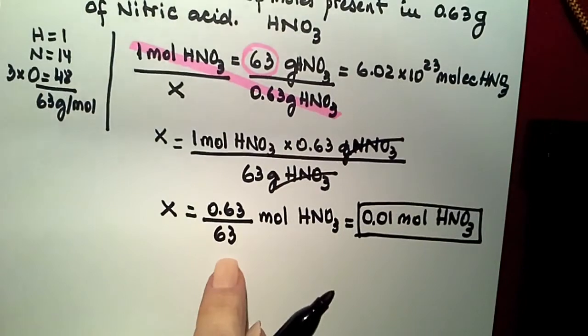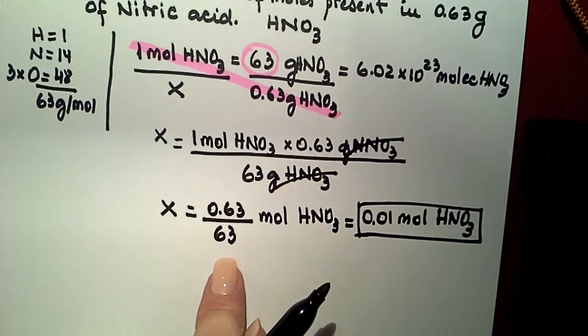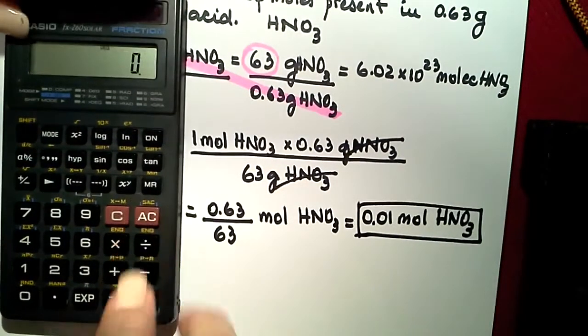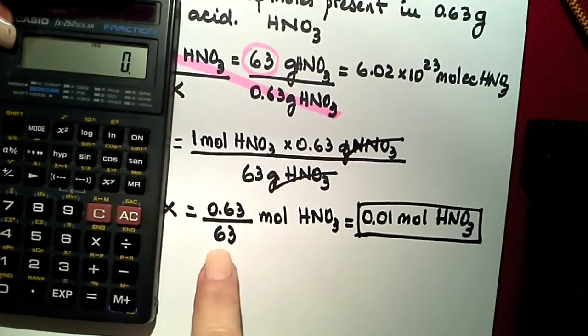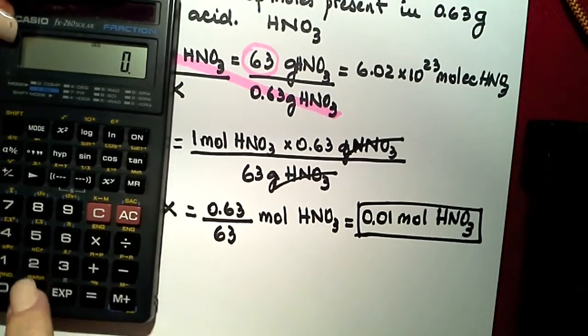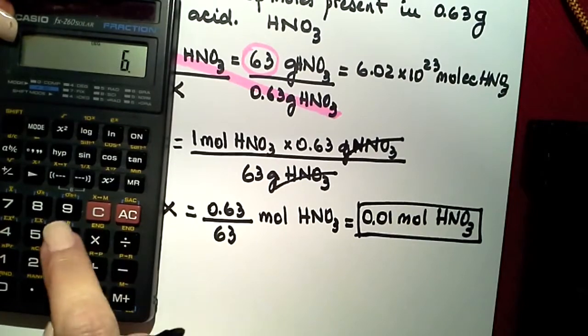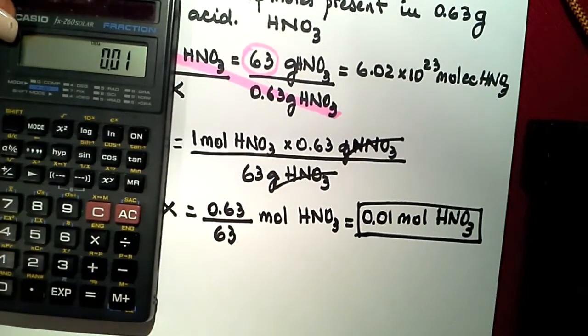Now, be careful with this because it's a very common mistake in some students that they put the bigger number first. It's going to be 0.63 divided by 63, 0.01. Okay?